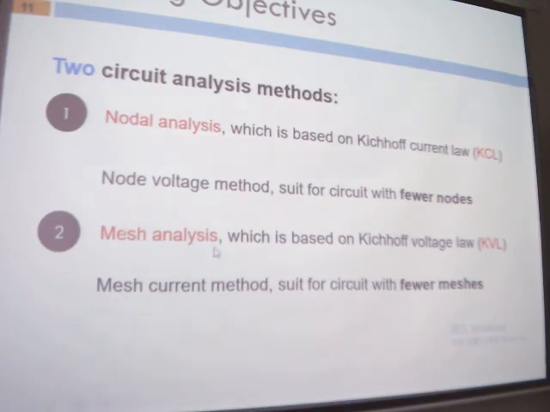And for mesh analysis, this one is based on Kirchhoff's voltage law, KVL. This one is also called the mesh current method, and it is suited for a circuit with fewer meshes. We know meshes mean independent loops, right? If the number of meshes is less than the number of nodes, we prefer mesh analysis. If the number of meshes is more than the number of nodes, we prefer nodal analysis. Okay?